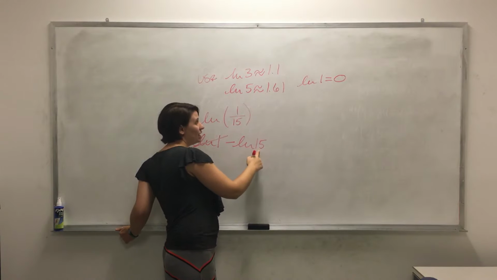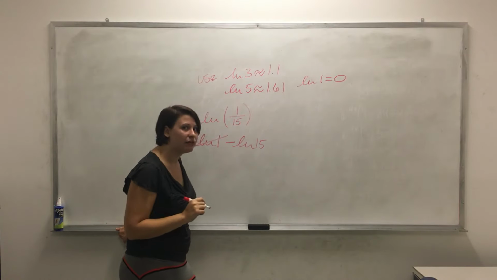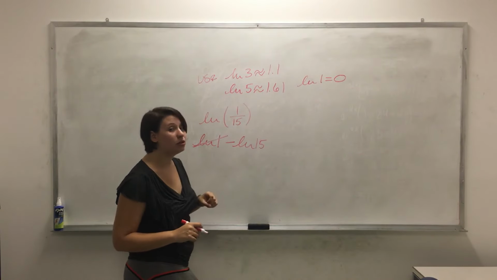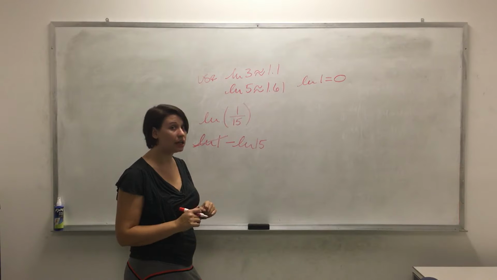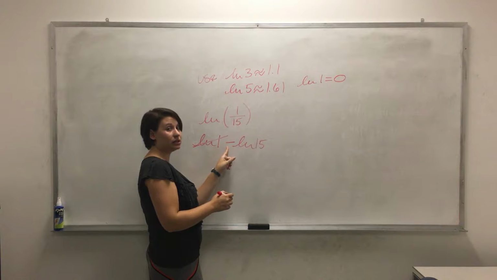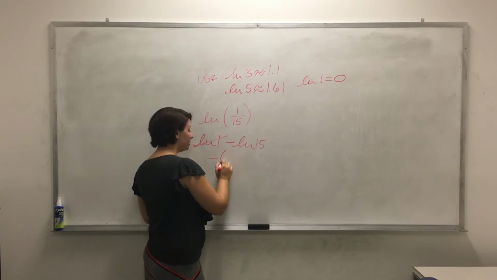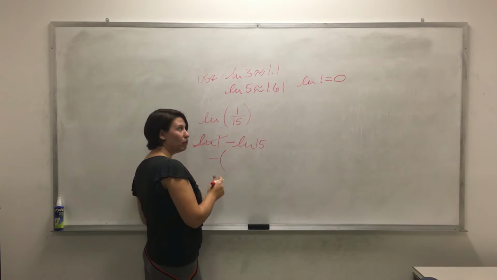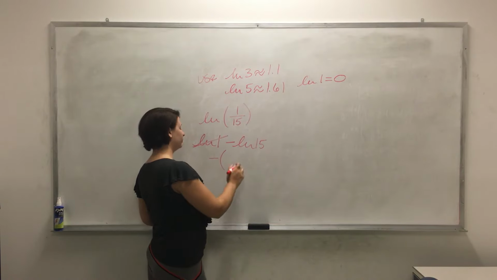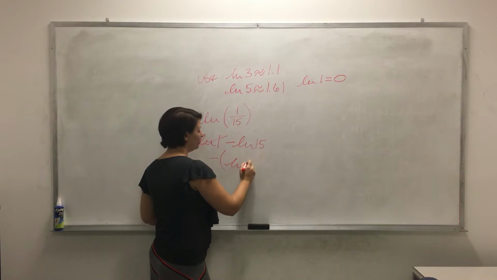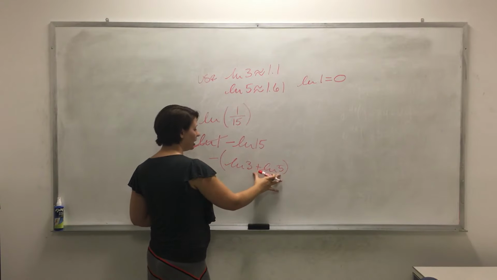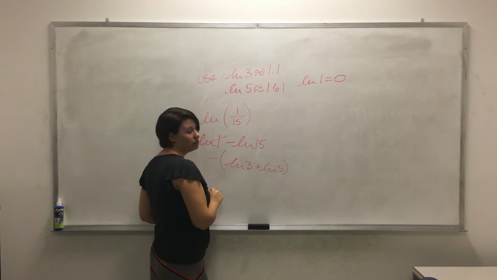Now, 15 is 3 times 5. Well, that's getting us to our 3's and 5's, right? Multiplication inside we know is addition on the outside. So we need to think about this negative outside though. That is a coefficient essentially. It's on both pieces. Or just put it in parentheses on the outside. So negative ln of 3 plus ln of 5, because 3 and 5 make 15.